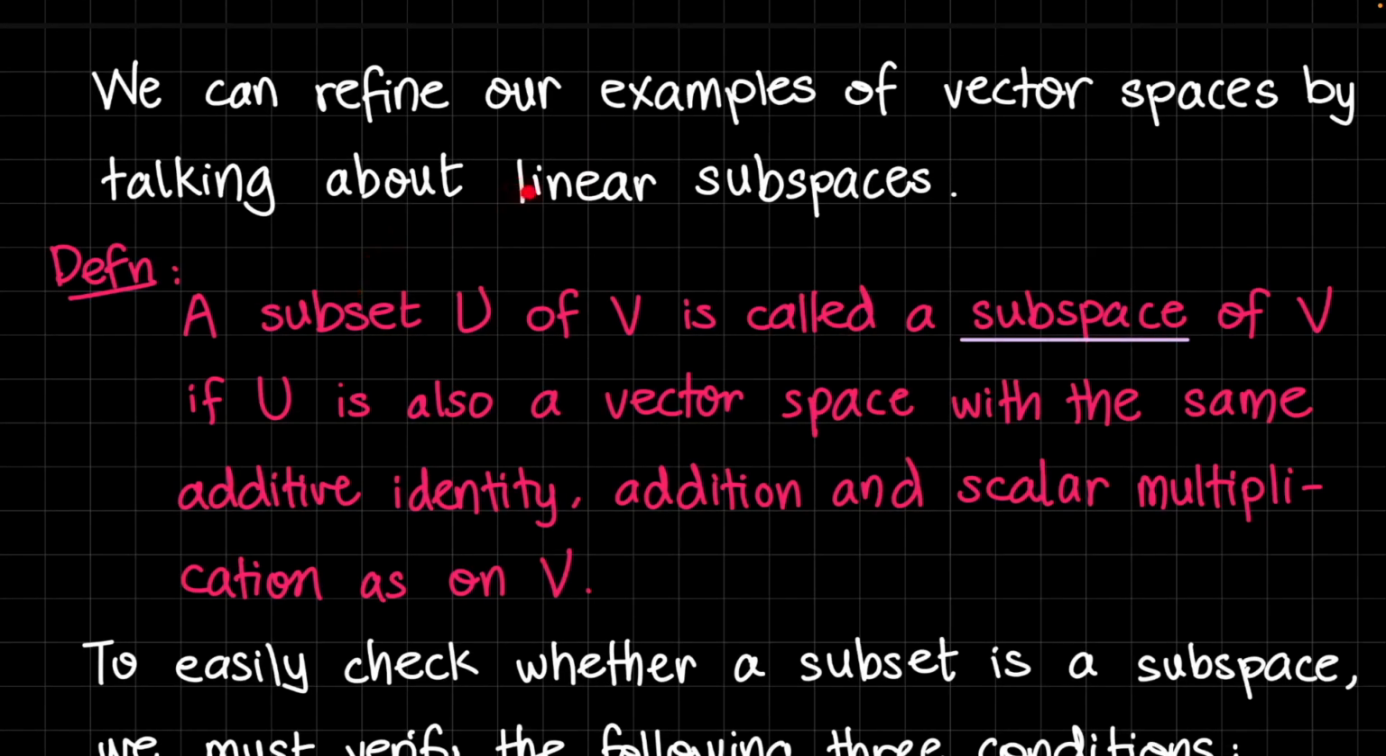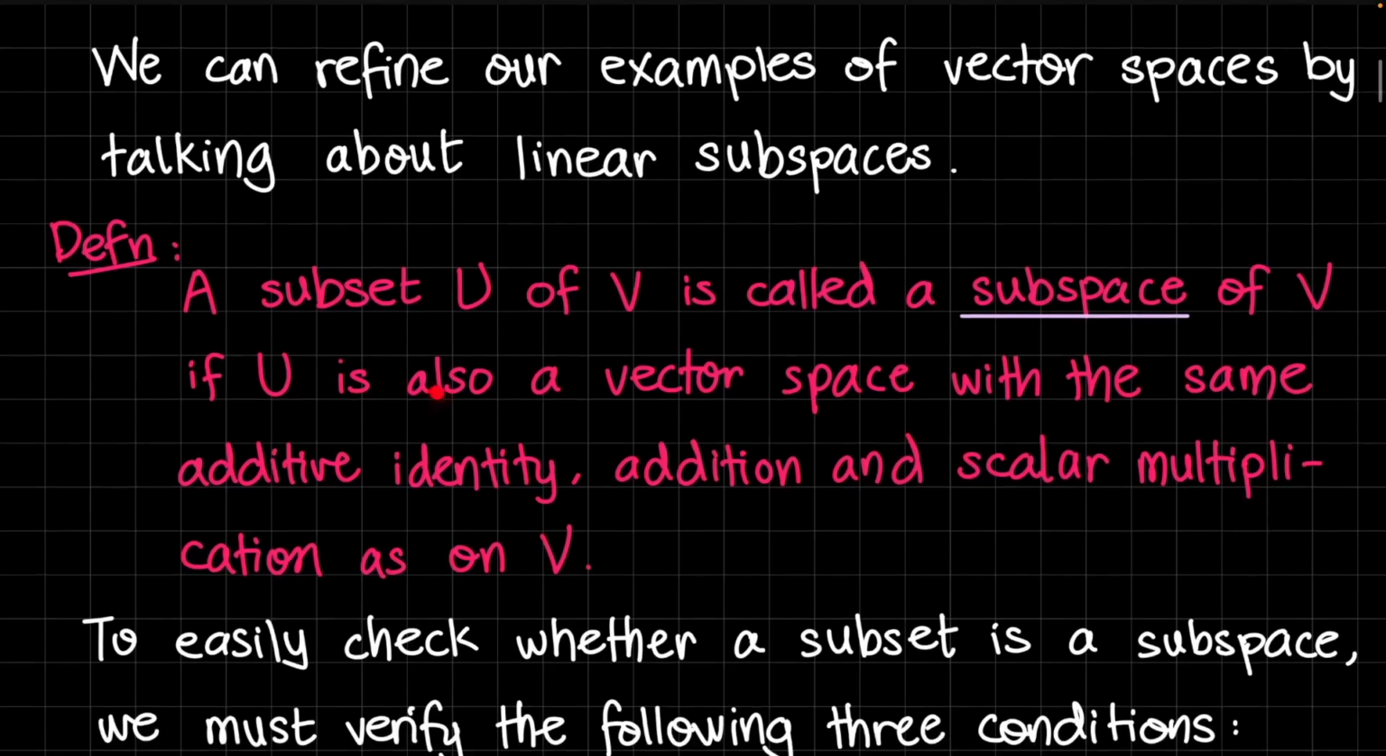In the last video, we explained what a vector space is by listing its properties and detailing the algebra it satisfies. So we can refine our examples of vector spaces by actually talking about linear subspaces. So let's define what that means. A subset U of V is called a subspace of V, where V is a vector space, if U is also a vector space with the same additive identity and the operations of addition and scalar multiplication as on V.